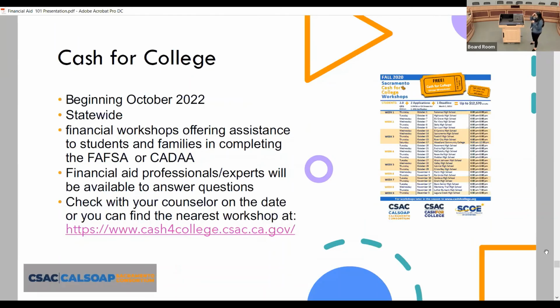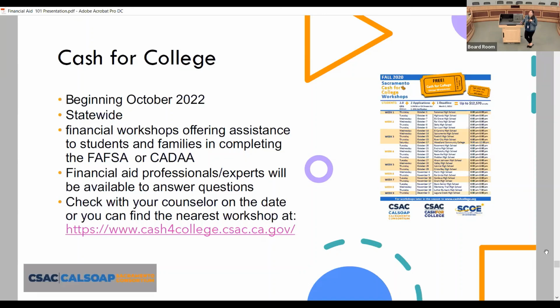And then lastly, you guys, in October of your senior years here in the Sacramento County, Cal-SOAP is one of the organizing agencies for our area. We hold Cash for College workshops like this one. And we're hoping next year we're going to be back in person at all of our local high schools, very many of our local high schools, okay? So make sure that you're paying attention to your announcements in October and November at your high school because there will be Cash for College workshops.